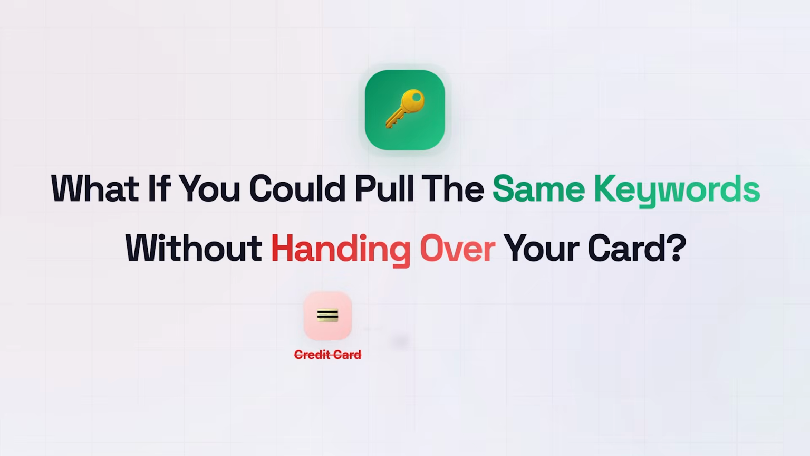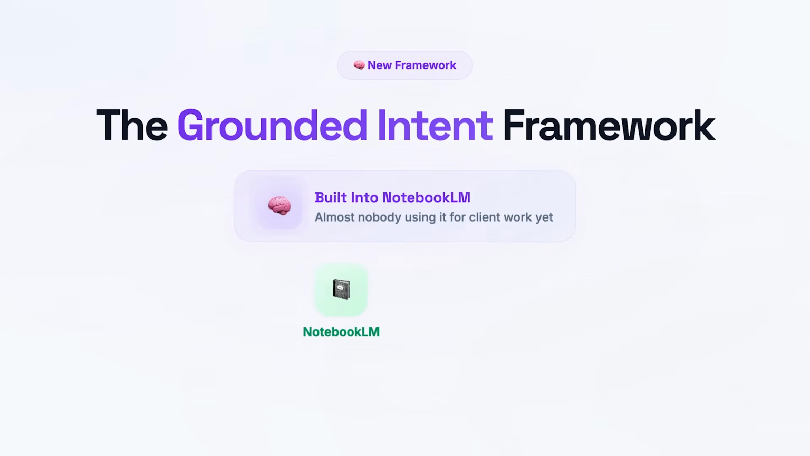What if you could pull the same high-intent local keywords without handing over your card details first? That is what I am calling the grounded intent framework. Google built this capability into NotebookLM, and almost nobody is using it for client work yet. Here is how it works.